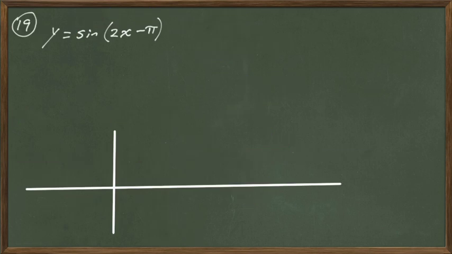Okay, 19 again is a sine wave. Again, please skip 27. I believe 27 was written incorrectly in the textbook, so do not do number 27. Okay, we're going to go to 19.